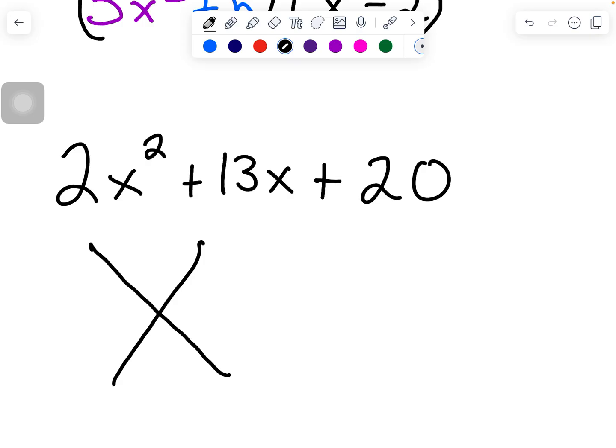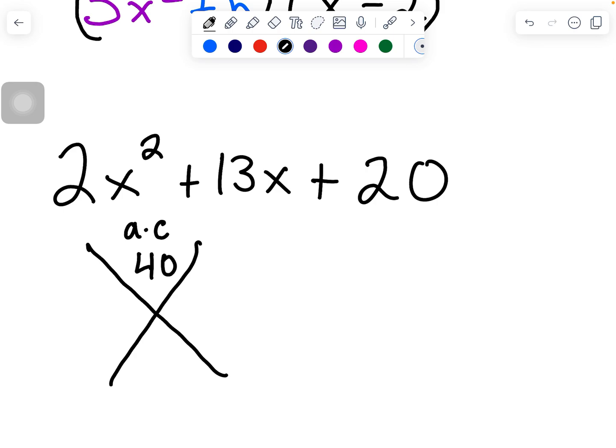So on top, again, will be a times c. So 2 times 20 is 40. And then on the bottom is b, so I have 13. So now I have to think about what multiplies to 40 and adds to 13. Okay, my 2 factors will be 8 and 5. But I want you to be careful, okay?